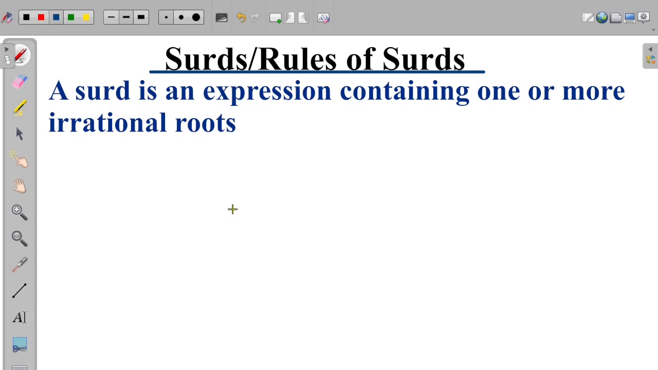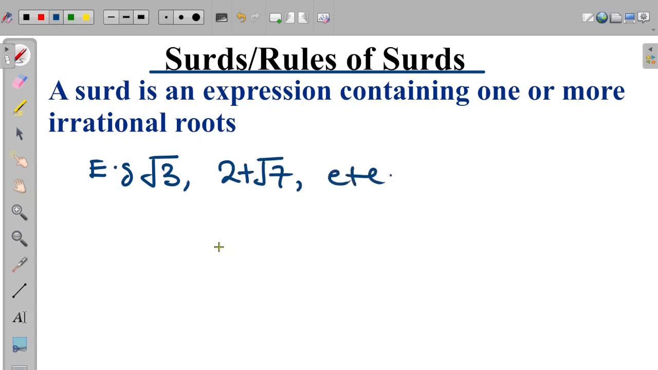A surd is an expression containing one or more irrational roots. So, for example, we have that root 3 is a surd, and also 2 plus root 7 is a surd, and we have a lot of that.